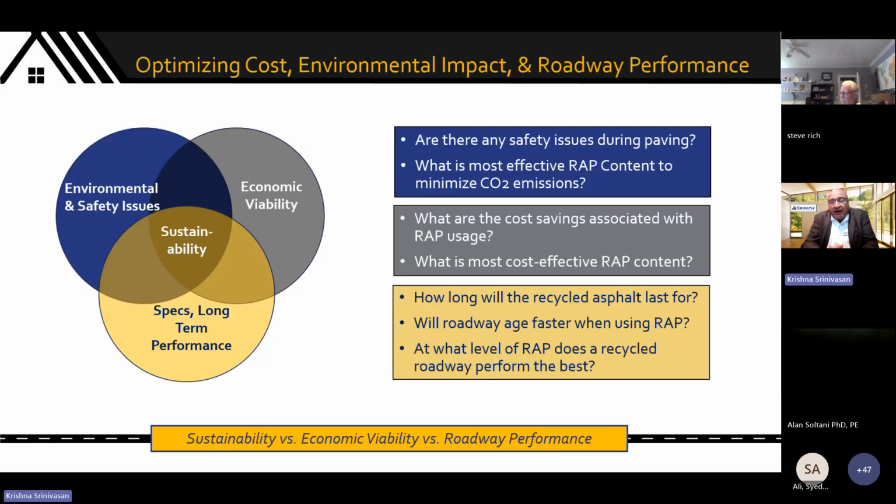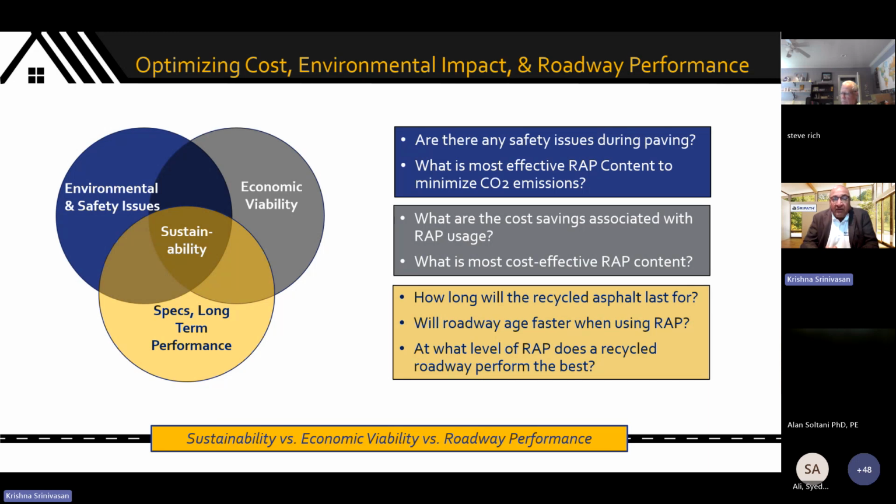So today we'll talk about all these various issues. What are the environmental and safety issues? As you can see from the left-hand side, this is really not a static situation. This is more of a dynamic situation where various different factors interact to produce that sustainability nexus that you see in the very center, the Venn intersection points. What are the environmental and safety issues? Or, what is the maximum amount of RAP that you can use to minimize CO2 equivalents?